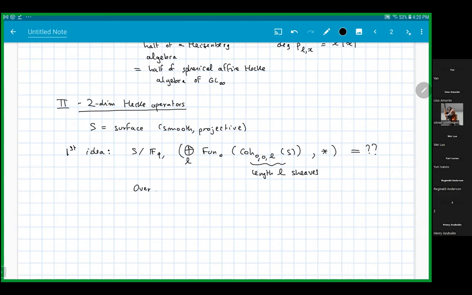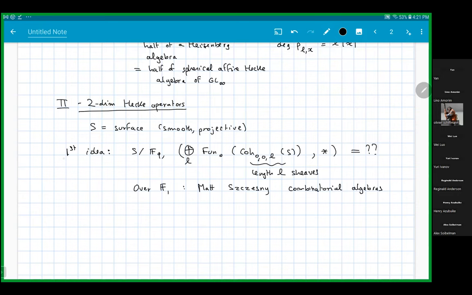There is one guy that's been working on similar problems for a while, but it's over F1. So over F1, you have some model for this category of sheaves, which is purely combinatorial. This is work of Matt Chesney. So there's a purely combinatorial picture, combinatorial algebras that are interesting. The combinatorial structure is intriguing, but it's still mysterious. Okay, so that's the first idea.